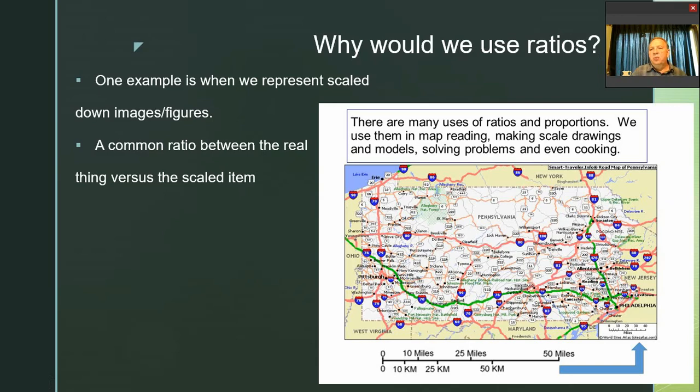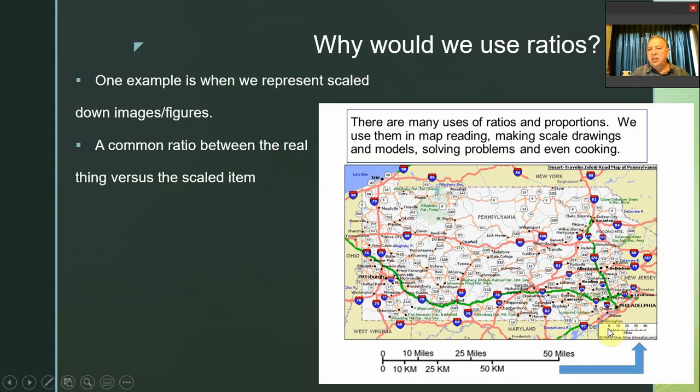Okay. So what would we use ratios for? One example is when we represent scaled down images or figures. Scales are real important. If we have a map, we could represent something as here's a distance on the map is equal to 1 inch. Okay, so we'd have a ruler and here's an inch. But what if we took it to a copy machine and blew this thing up, or to a printer and said I need a bigger picture of this? Then that inch is not the same inch.